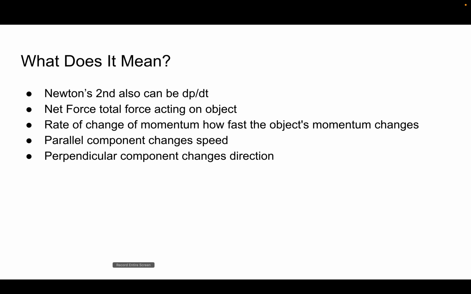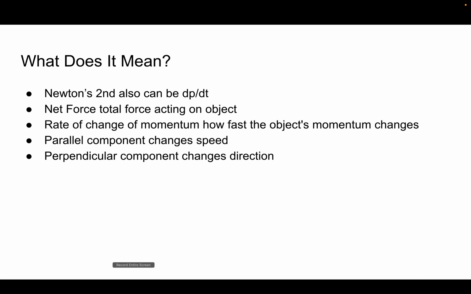Newton's second law can also be written as net force is equal to the rate of change of momentum. Momentum is defined as the product of an object's mass and its velocity. The rate of change of momentum describes how quickly the momentum changes over time. The net force acting on the object causes this change.